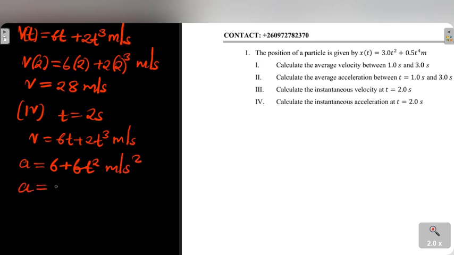So we are going to substitute, where there is t, we are going to put a 2. So that will be 6 open brackets, here we have a 2. So the acceleration, which is the instantaneous acceleration, becomes, so the instantaneous acceleration is now 30 meters per second squared. So that one becomes the instantaneous acceleration for our question there.